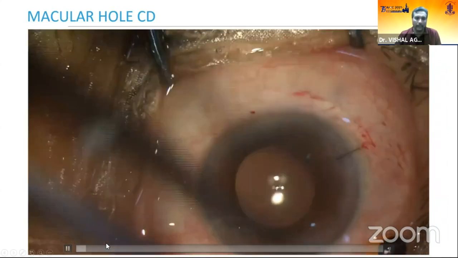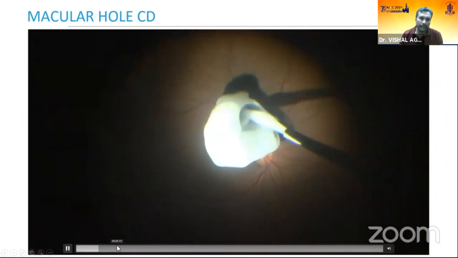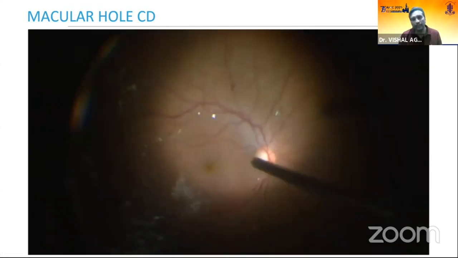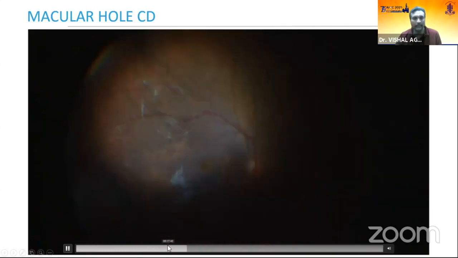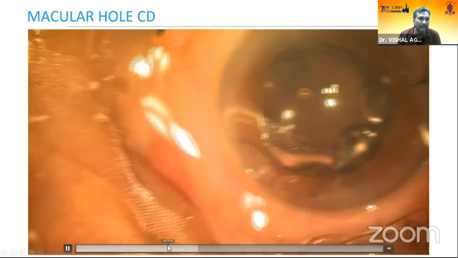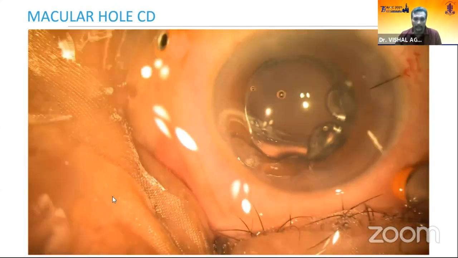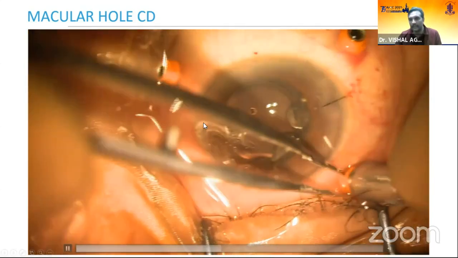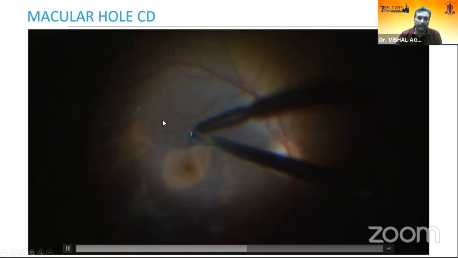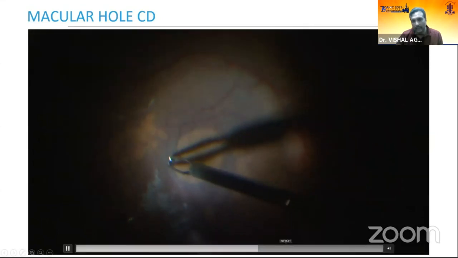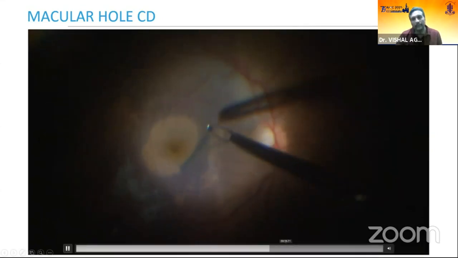So this was again a macular hole surgery in which things were going very smoothly, and during the vitrectomy part, the cannula was disinserted, and we caught it early, and you can see the choroidal detachment temporarily. Then we reinserted the cannula again, and we continued with the ILM peeling, and the surgery then went off successfully.